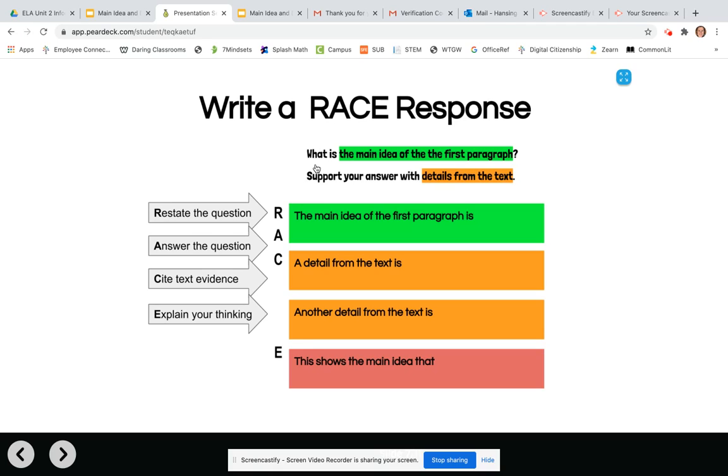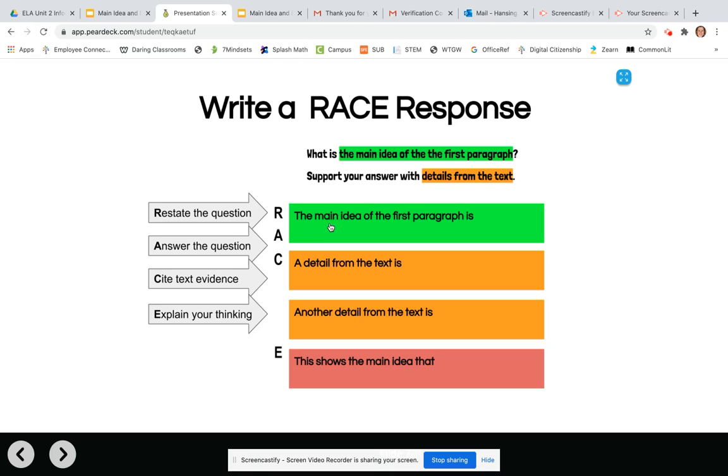If you have a question such as, what is the main idea of the first paragraph? You're going to restate the question. R stands for restate the question. And all that really means is that you get to use the words in the question for your first sentence. All you have to do is change the letter T to a capital T since we're now beginning a sentence. And you have to take away the question mark because we're writing a sentence, not a question now.